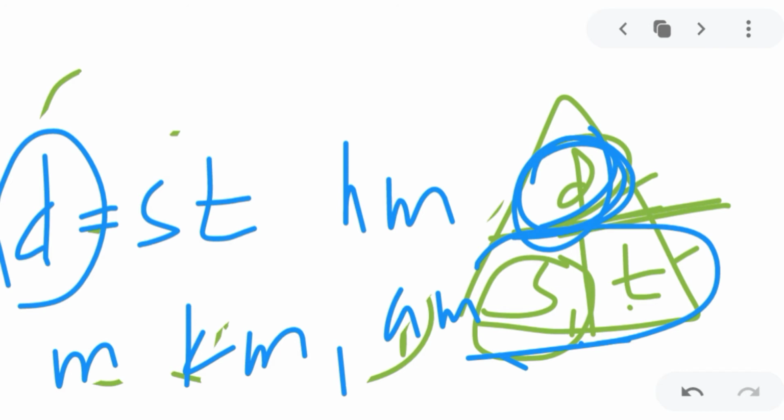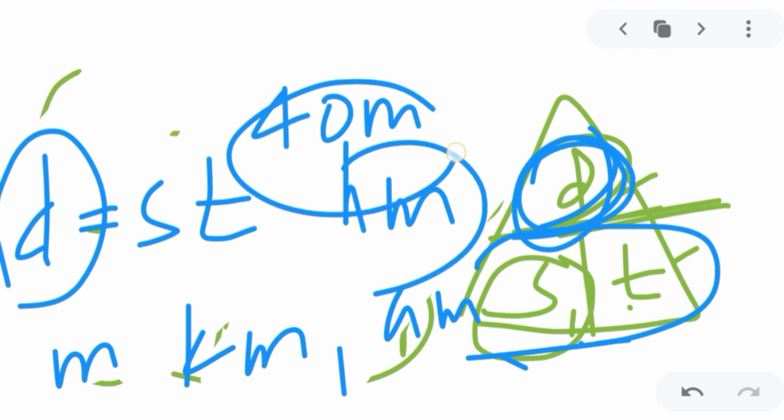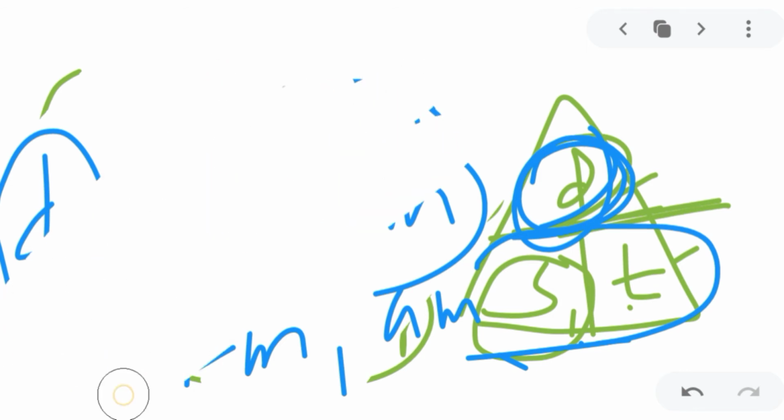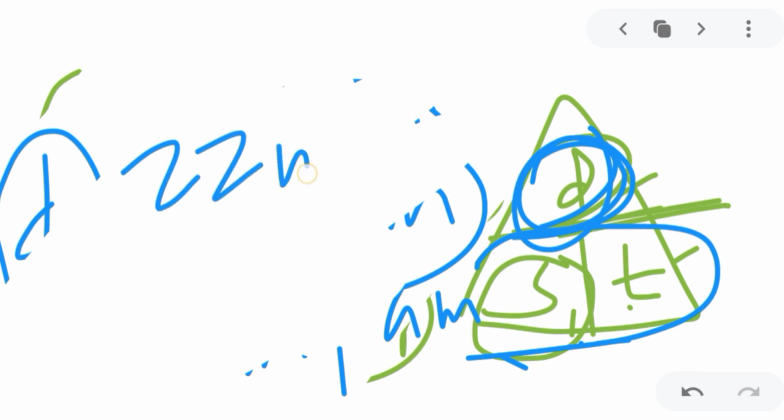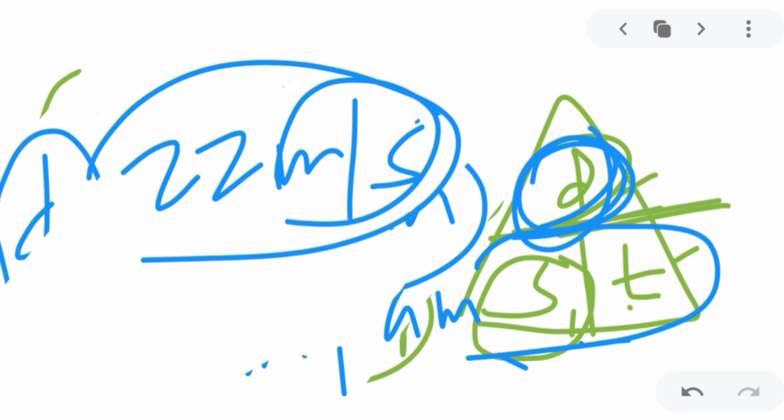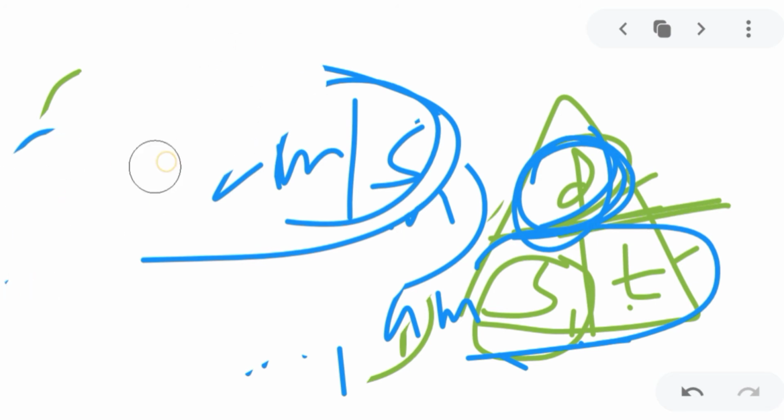So you can determine if a quantity in a given problem is a distance based on the units attached to the magnitude. For example, 40 meters, then that is a distance, right? For example, let us have 22 meters per second. Then this one is an expression of speed because of the unit meters per second. Okay, how about this one?